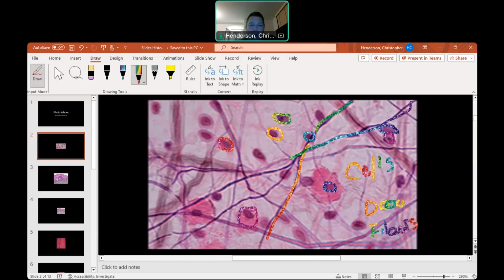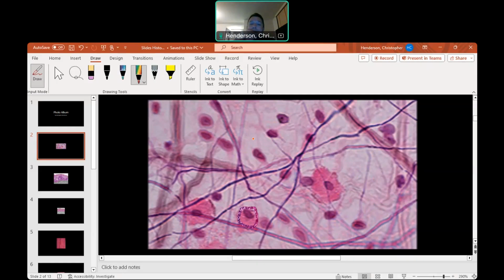What else do we have? Well, all the stuff it's floating in is ground substance, and that's the extracellular matrix. So you know you are looking at connective tissue here. Now the question is, what connective tissue are you looking at? Well, there are five types: fibrous connective tissue, cartilage, bone, blood, and fat.